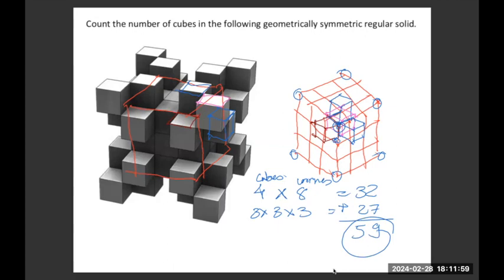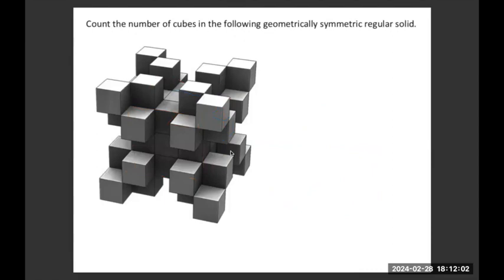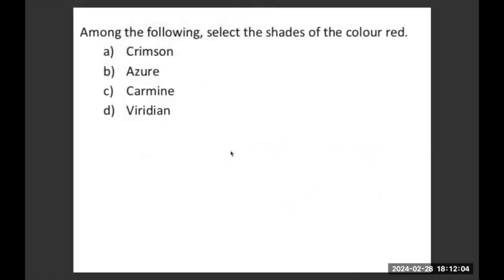All right, we'll go to the next one now. Among the following, select the shades of color red. In this case, the shades of color red are crimson and carmine. Both are shades of color red. Azure and viridian are shades of greenish blue or bluish green tones, a middle tone between the two. Crimson and carmine are the ones which are the shades of red. Please have a look at the shade stones. I would suggest you look at all of them, but definitely look at crimson and carmine for sure.